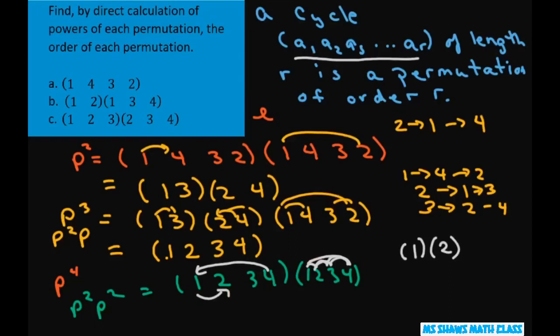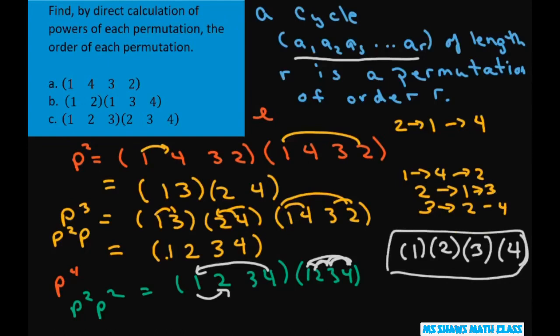So that closes up. And 3 maps to 4, 4 maps to 1, 1 maps to 2, and 2 maps to 3. So that closes up. And so forth. So this is our identity. That means the order of this permutation is 4. All right, let's try the next one.